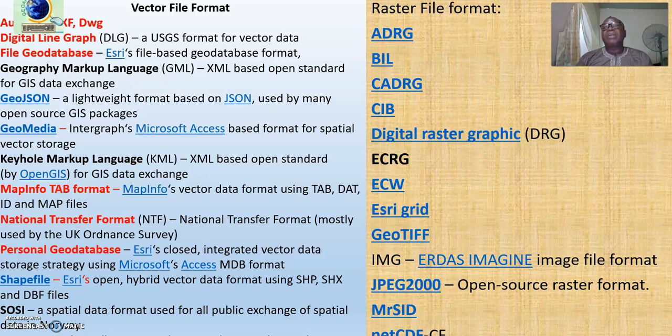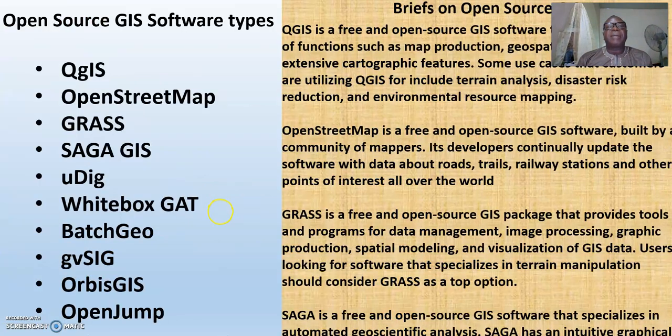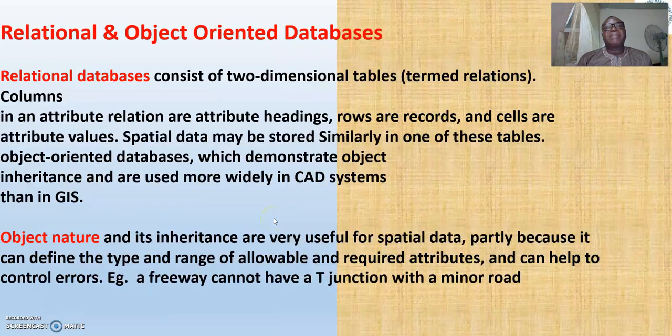In the raster environment, we have DEAL, we have ECW, we have GeoTIFF, we have TIFF, we have S3 grid, we have MrSID, and so on and so forth. So these are the types of data format you can save your data in. The open source GIS software also have their different approaches to saving data.